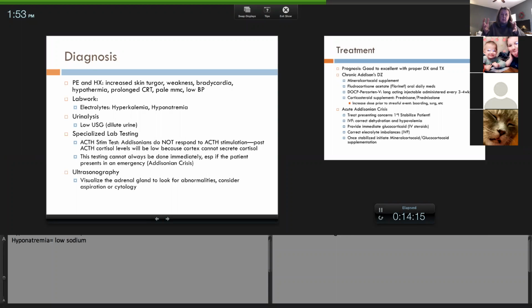Electrolytes are key because, if you remember, the mineralocorticoids are thrown off in Addison's disease. So usually you're going to be looking for electrolyte abnormalities. What you tend to see is hyperkalemia, which is elevated potassium, and hyponatremia, which is low sodium. So your potassium and sodium are out of balance, and that's a key marker that we find in animals with Addison's disease.